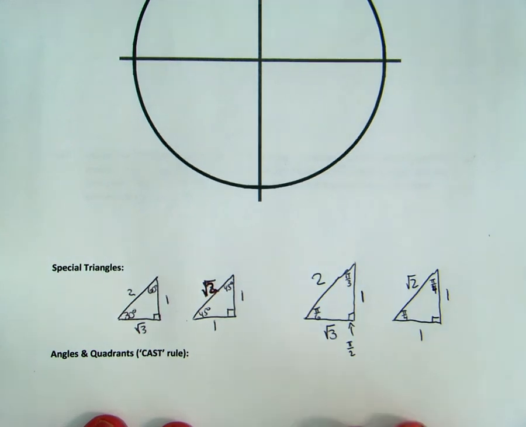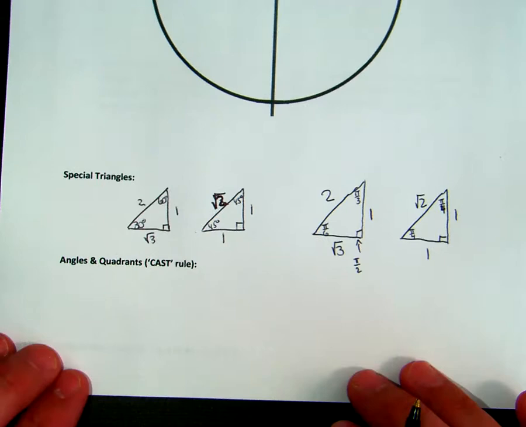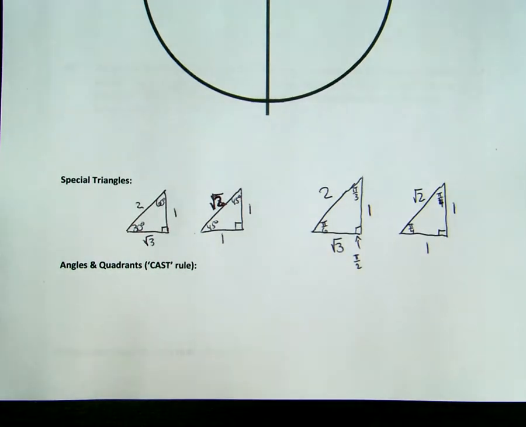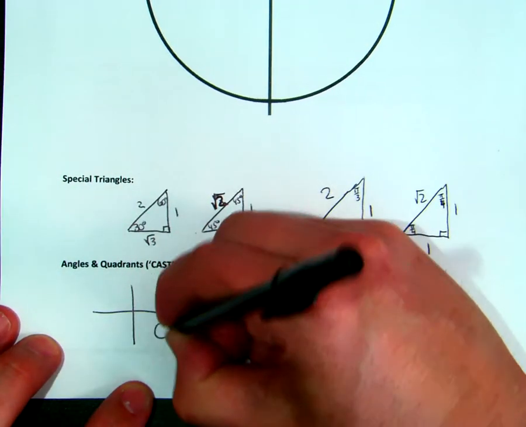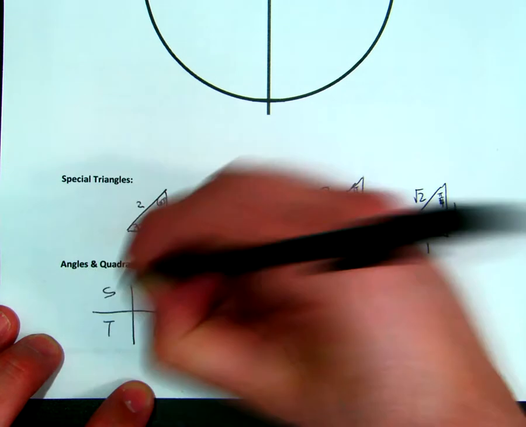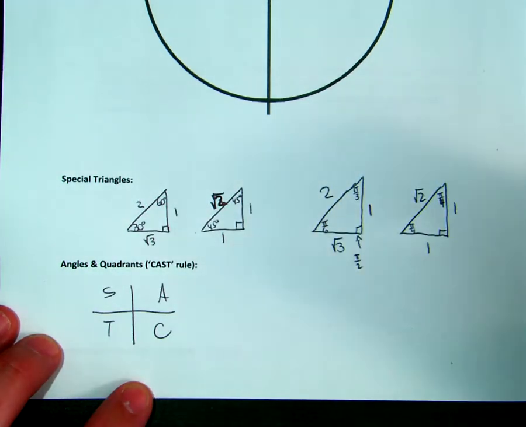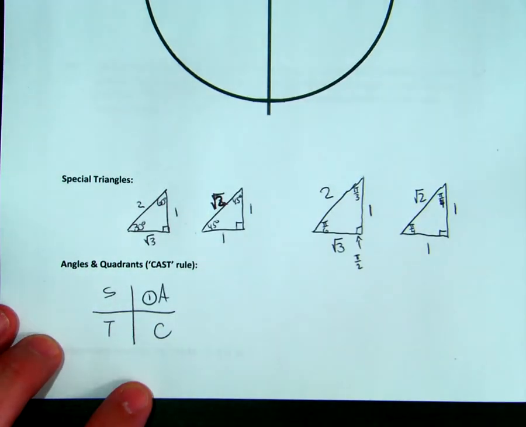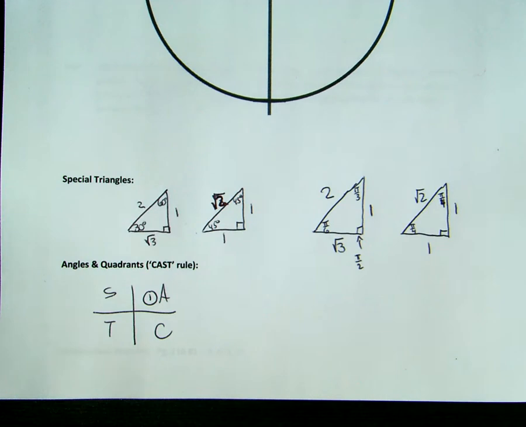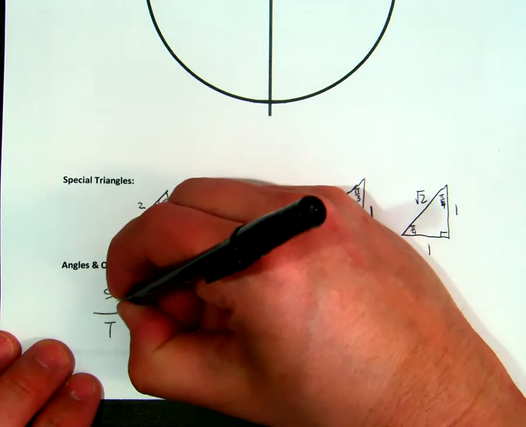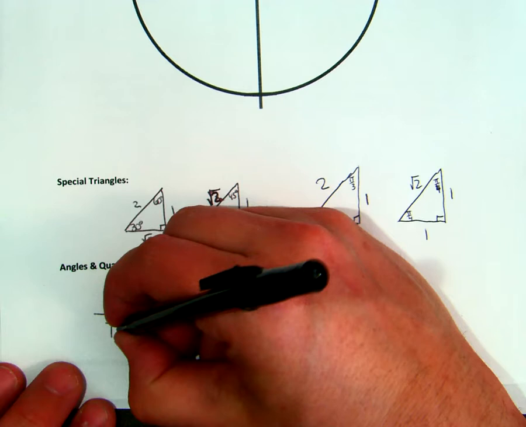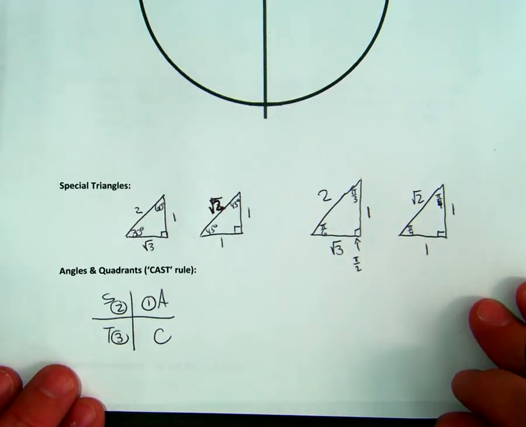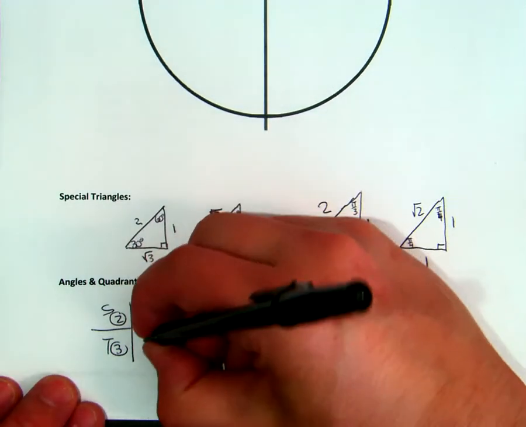The other thing you need to remember is the cast rule. Well, we don't actually need to remember it for setting up the unit circle, but it'll be helpful. I actually don't like to call it the cast rule. My beef with it is the cast rule starts in the 4th quadrant, which I think is weird. I think it should start in the 1st quadrant. So what this means is in the 1st quadrant, all of the trig ratios are positive, so sine, cos, and tan. In the 2nd quadrant, only sine is positive, cos and tan are negative. In the 3rd quadrant, only tan is positive, and in the 4th quadrant, only cos is positive.